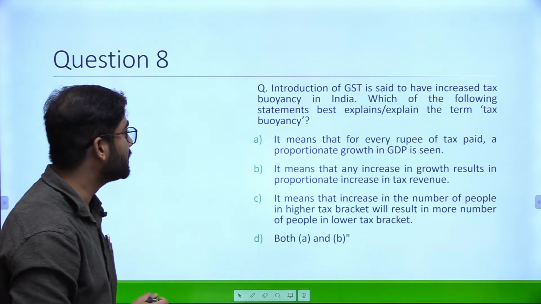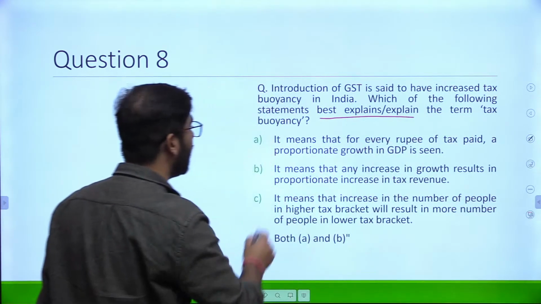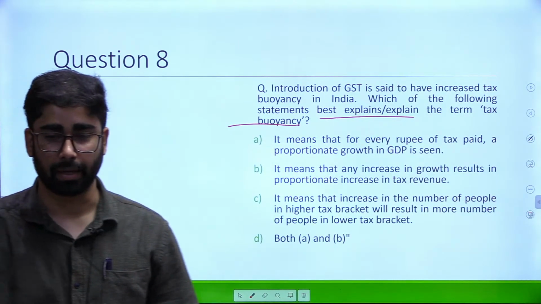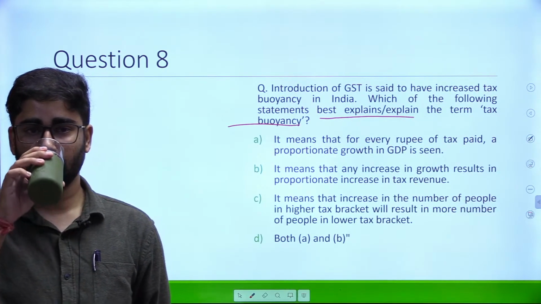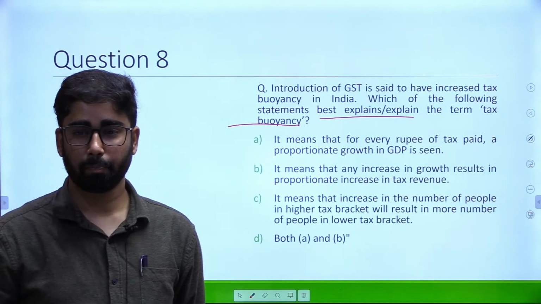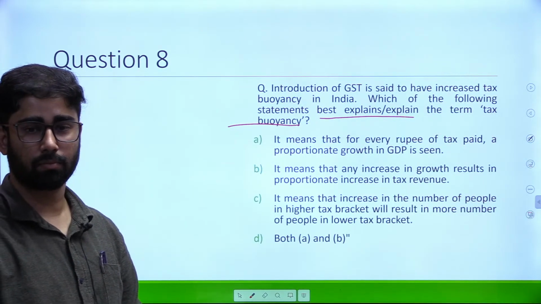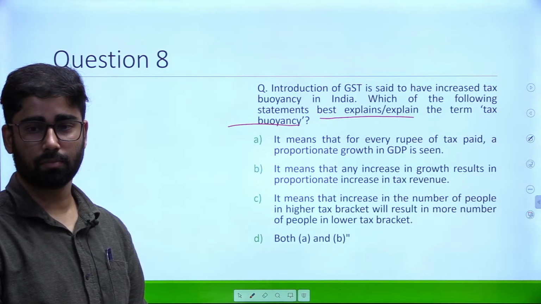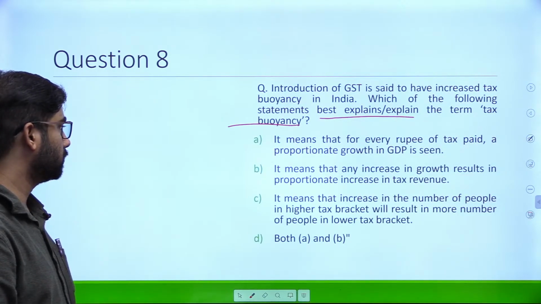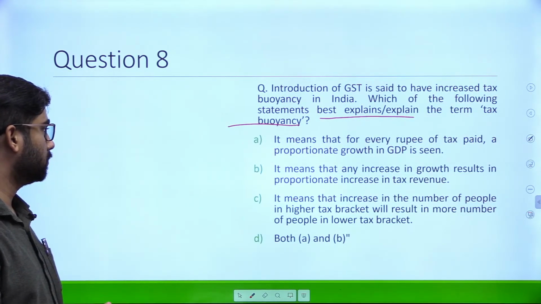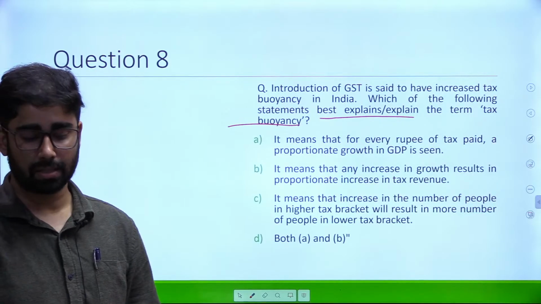Now, introduction of GST is said to have increased tax buoyancy in India. Which of the following statements best explains the term tax buoyancy? We already talked about this topic. Can you answer this question as well? Please try to answer this. We talked about tax buoyancy, no? Please try to answer this question.